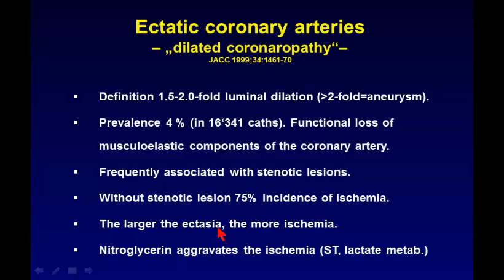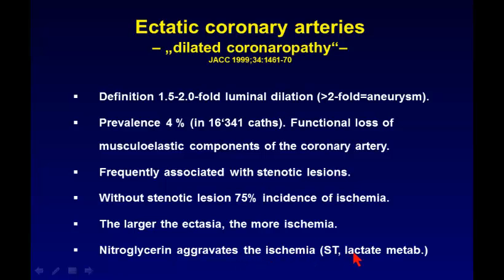And the larger the ectatic segment, the more ischemia, and nitroglycerin aggravates the ischemia because you further dilate it and therefore you have even more turbulent flow, and you shouldn't do it. The definition is 1.5 to 2-fold luminal dilatation. This patient had fulfilled that definition, and I think we need to know that nitroglycerin aggravates the ischemia.